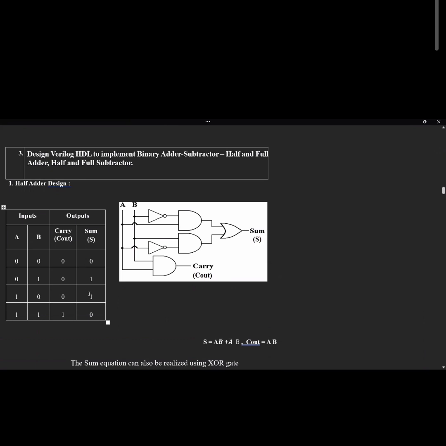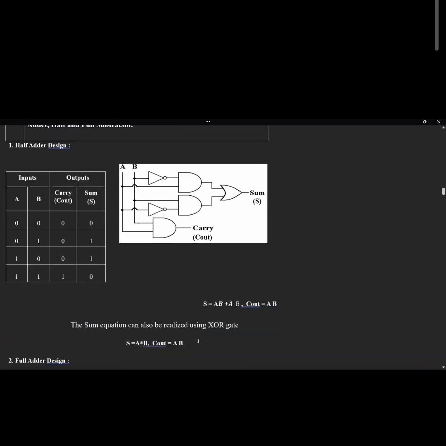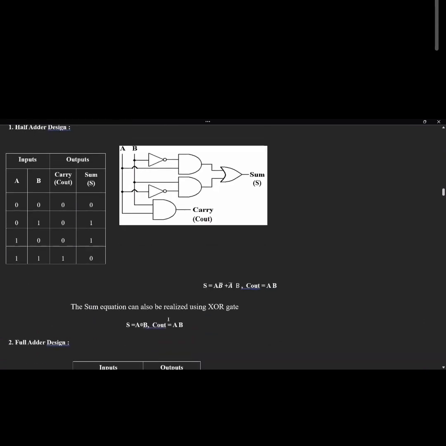For this we have to write the expression. Sum S is equal to: when sum is 1, the inputs are A' B, and also A B'. The carry out is 1 when the inputs are A, B. Sum can also be written in the form of an XOR gate.